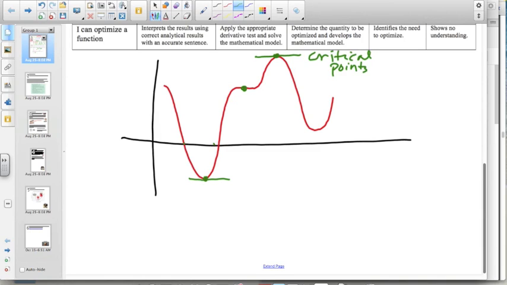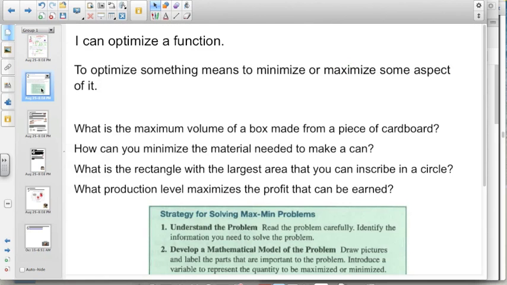This is also a critical point. This plateau is also a critical point. But the hills and valleys have really nice applications, and that's what we're really going to focus on in this section. So we're going to focus on things like, what is the maximum volume of a box made from a piece of cardboard?